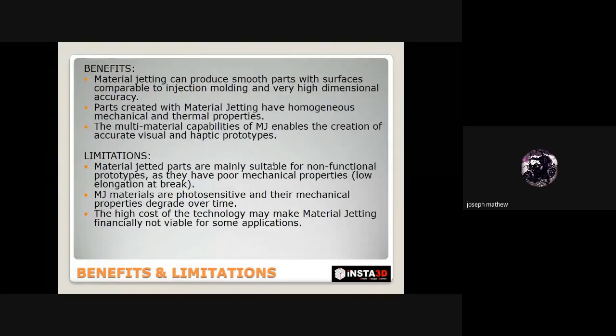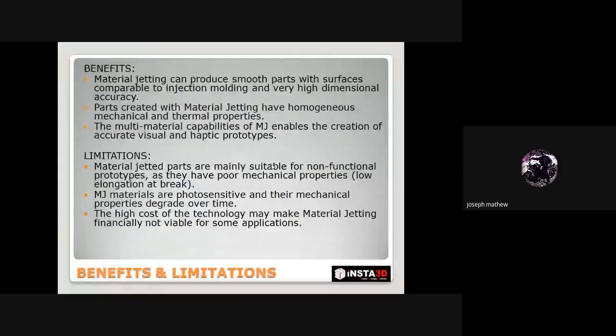And the main limitation is that material jetted parts are mainly suitable for non-functional prototypes as they have poor mechanical properties. Only on certain occasions can we use them for functional prototypes, and for high impact loads or something like that, you cannot use the material jetted parts. And these materials are photosensitive and very toxic in nature. So you should be 3D printing material jetted parts in controlled environments. You should have an exhaust fan, and proper disposal of material should be handled during the 3D printing process.